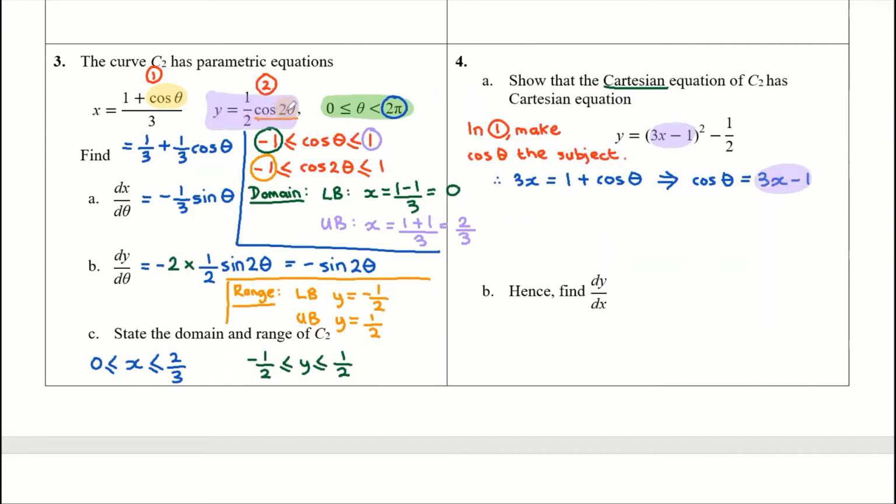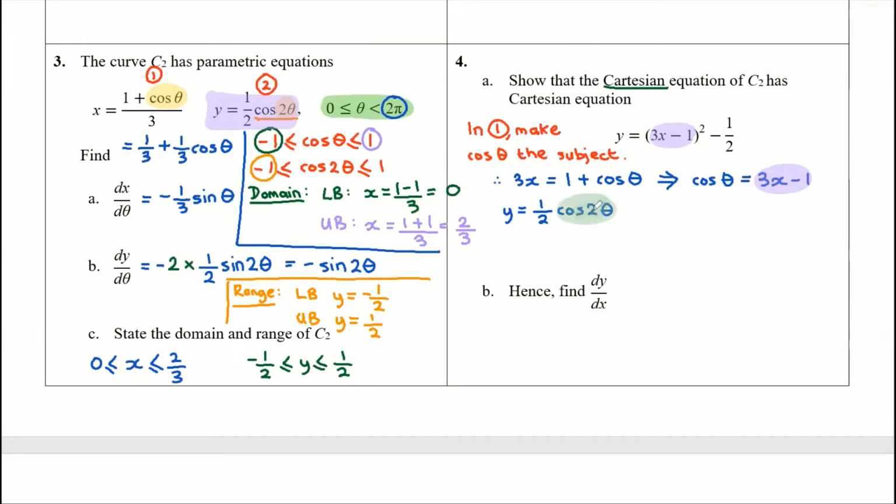So how does this work? Well, this is where you've got to use your brains a little bit. You've got to look at the equation for y and think, how do I replace the cos 2 theta, because it is cos 2 theta. I can't just swap cos theta and cos 2 theta. I've got to replace it correctly. How do I replace this with something in terms of cos theta only?